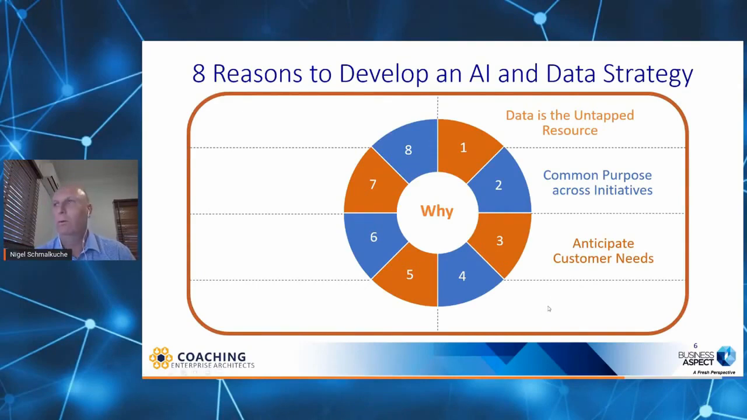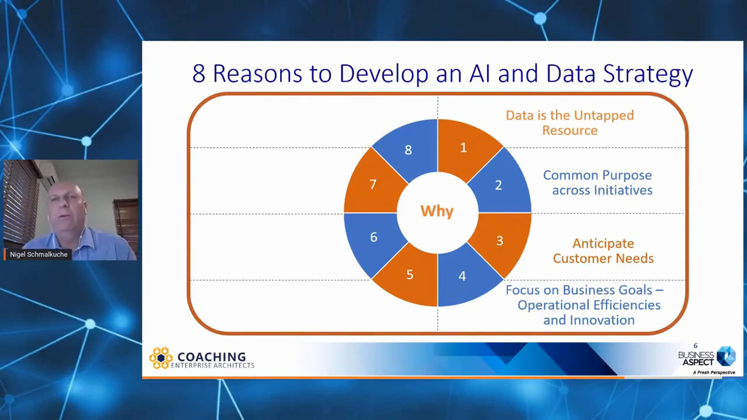So move on to 4. You're looking at focusing on the business goals, and I've sort of mentioned that before, but I just want to talk a little bit more about it. The operational efficiencies, innovation, that's some of those business goals, and you need to keep your focus on what those business goals are and how you're going to achieve them. And that's what the AI and data strategy can do, it can really align to those business goals.